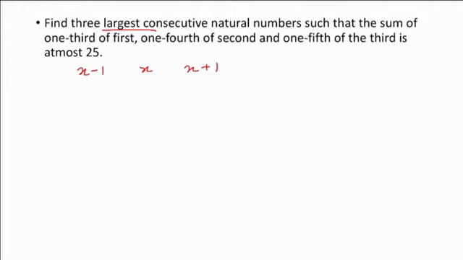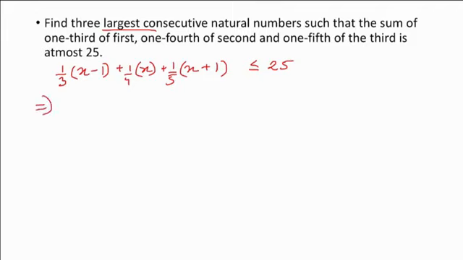But first let's form the equation here, such that the sum of 1/3 of the first, so 1/3 of this, 1/4 of the second, and 1/5 of the third, so 1/5 of the third, is 1/5 times (x + 1), is at most 25. So it should be less than or equal to 25. So the maximum value is 25. So we need to find the largest consecutive number.